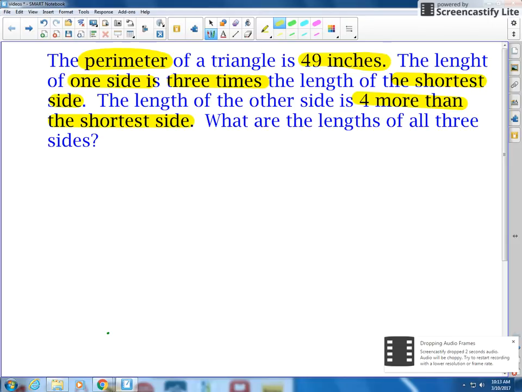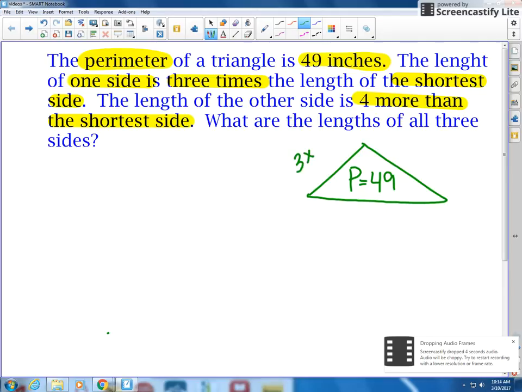So a picture is always helpful, in my opinion. So I'm going to draw a picture of a triangle. It doesn't matter, I don't know what kind of triangle. And I know I'm talking about the shortest side, and I'm talking about 2 other sides. So the perimeter is 49. And I know the length of one side is 3 times the length of the short side. So one side is going to be 3 times the short side.